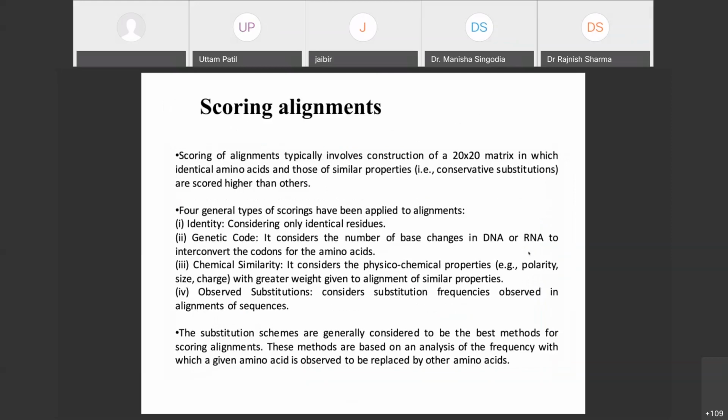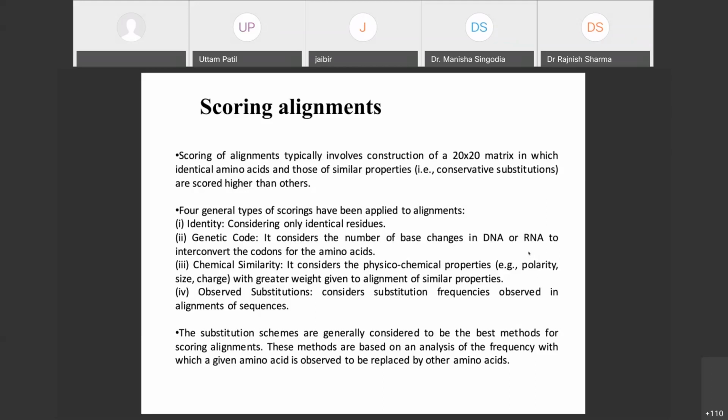So there are multiple strategies. Of course, there are many people and many strategies have been devised to score the alignments. So the first one is called the identity. Identity shows, considering only identical residues, two sequences are aligned, and we say, okay, these two sequences are 40% identical, 20% identical, and so on. And that way we score the alignment. The other one is called the genetic code. It considers the number of base changes in DNA or RNA to interconvert the codons for the amino acids.